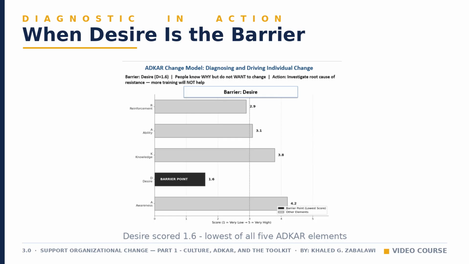The correct action is to investigate the root cause of that resistance. Maybe the change threatens someone's status. Maybe it eliminates a task people took pride in. This is exactly the kind of scenario the exam uses to test whether you reach for the generic fix, more communication, or more training, instead of diagnosing which specific ADKAR element is actually broken.